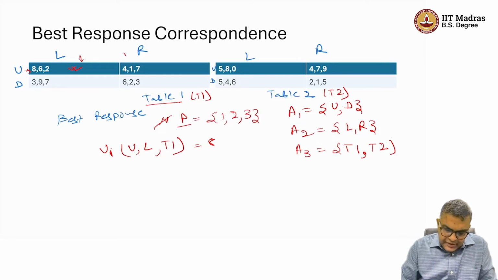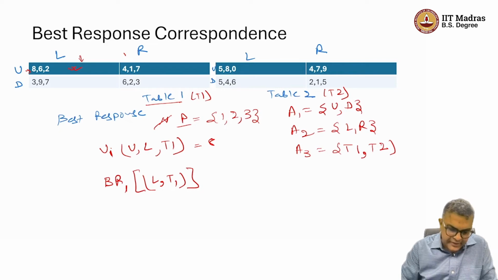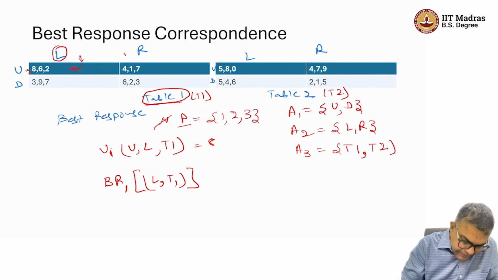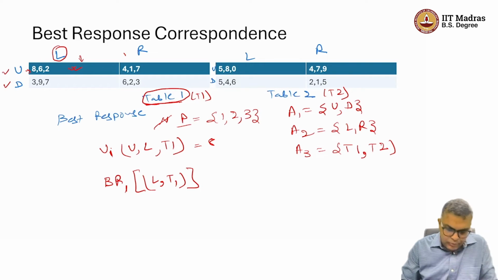So, given that player 2 and 3 have selected, let us say, L and T1, what should player 1 be doing? What is the best response from player 1 given player 2 has selected L and player 3 has selected T1? If we come here, it's table 1, that is what player 3 has decided, player 2 has decided L, player 1 can decide to play either U or D, and clearly U gives him more. So, U is 8 and D is 3.